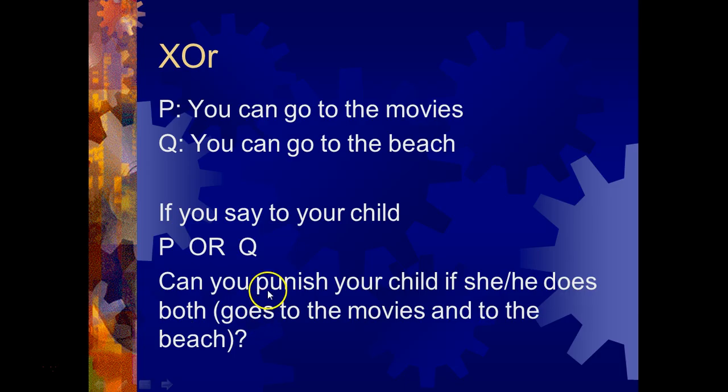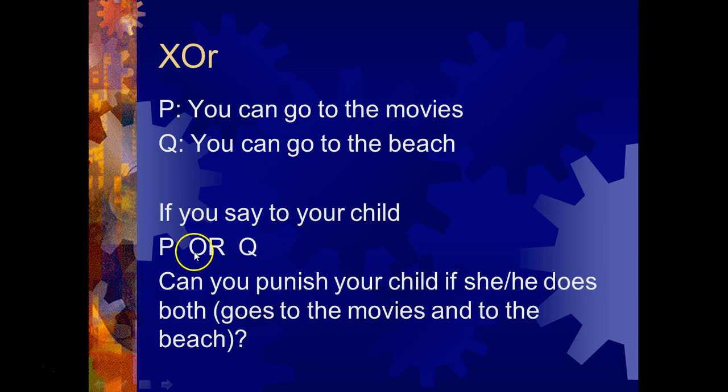Okay, one more point. Suppose we have a statement, you can go to the movies and you can go to the beach. Now suppose you say to your child, P or Q. In other words, you say you can go to the movies or you can go to the beach. So the question is, can you punish your child if she or he does both? That is, if they go to the movies and to the beach.